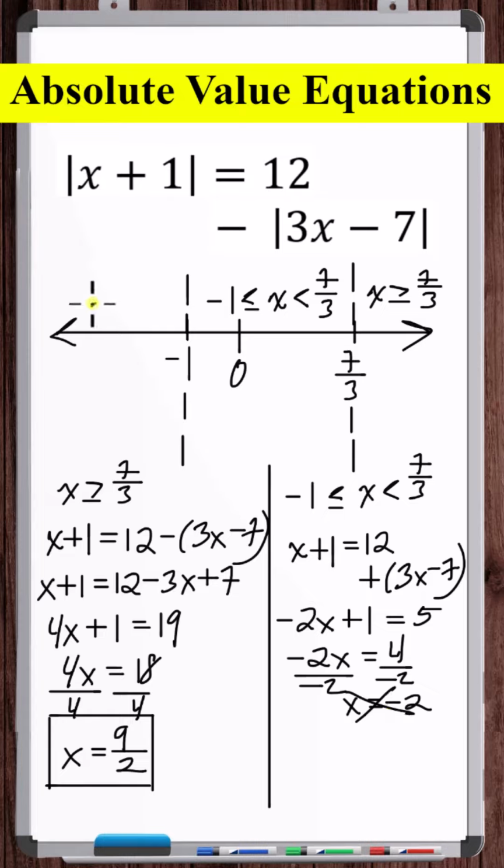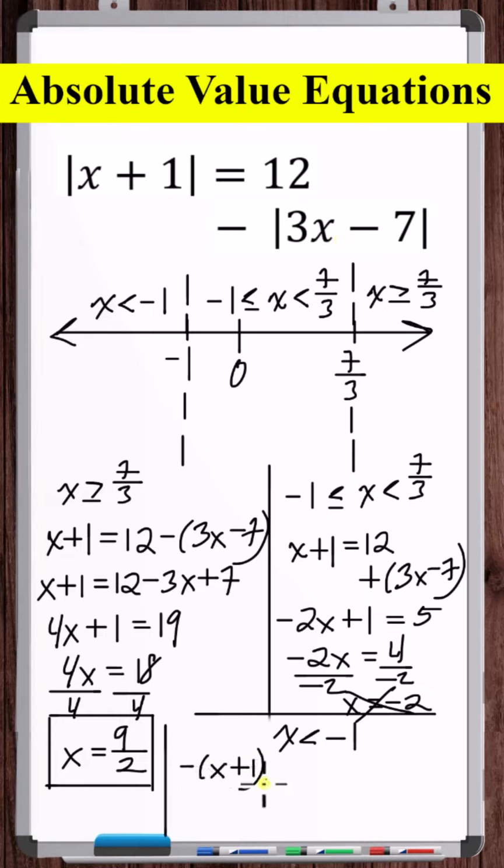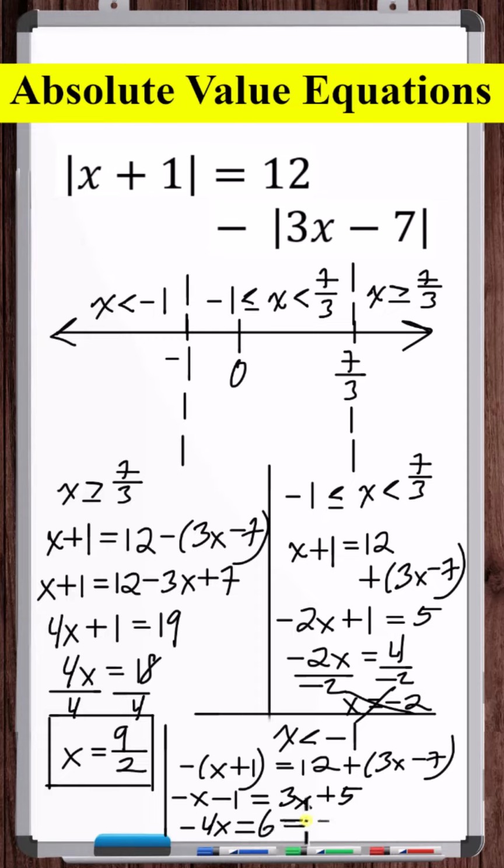Now let's check the last region when x is less than -1. When x is less than -1, both of these expressions are negative. So we can just remove the absolute values on each and put a minus sign out front of the expression. 12 minus 7 is 5. Subtracting 3x from both sides, adding 1 to both sides.